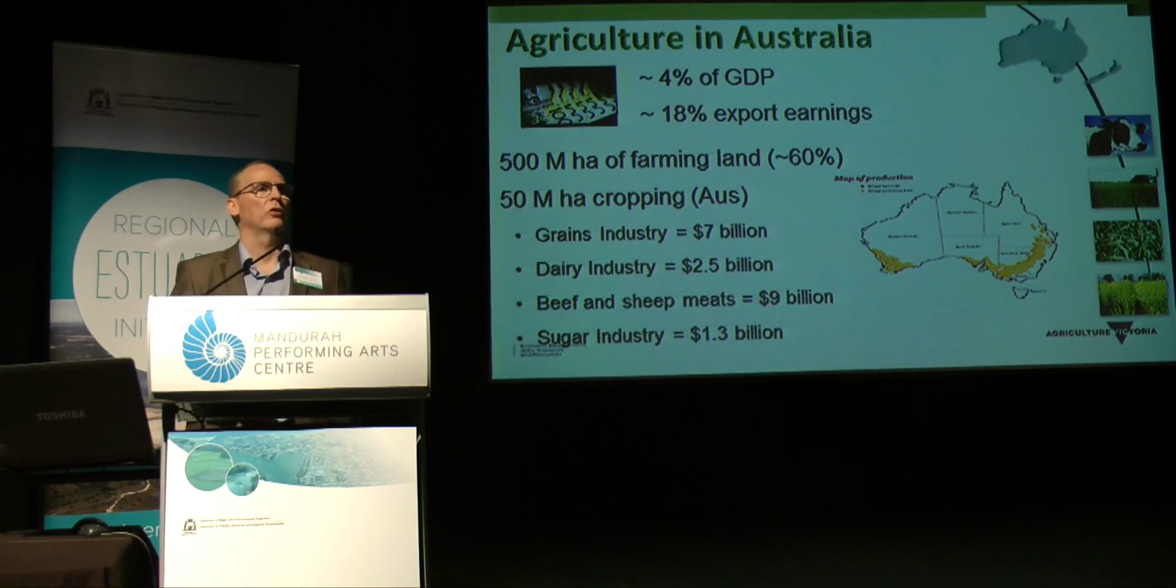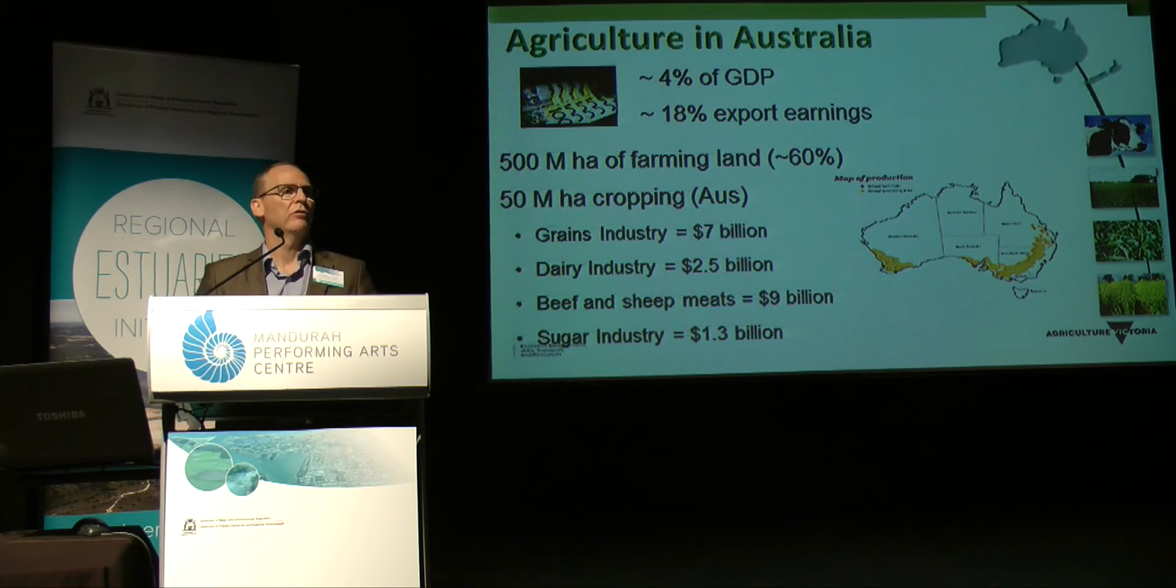So we'll switch more locally now to Australia. Australia's agriculture contributes around 4% of gross domestic product, about 18% of export earnings. We claim to have 500 million hectares of agricultural land, which is about 60% of the total land area. But actually the reality is we only have 50 million hectares of arable land.